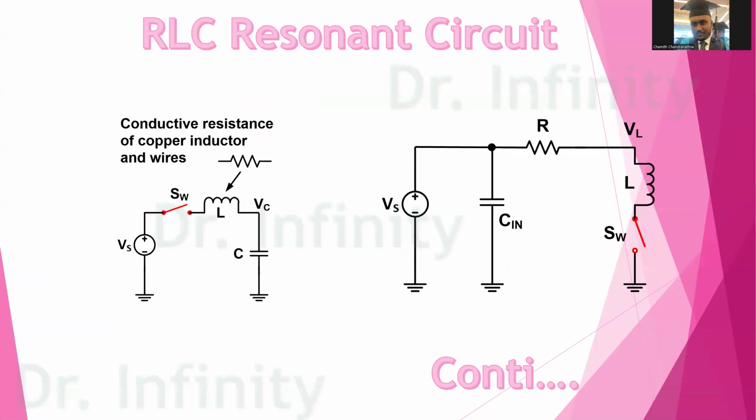Here is the RLC resonant circuit. This RLC resonant circuit will be more complicated compared to the previous circuits. But the important thing is that when we have the LC circuit, it doesn't matter, due to the conductive resistance of the copper inductor and wire, it is also like an RLC circuit, because here the R is like a parasitic resistor. So in the next video, I'm going to discuss the RLC resonance circuit.